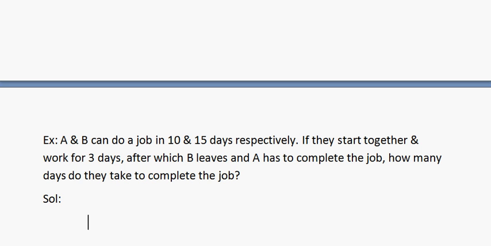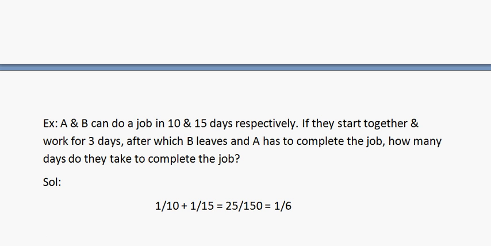So let's do it. Let's try the conventional method and see how difficult the calculations can be in this case. What we have to do is find 1 day work of A and 1 day work of B to find the total 1 day work. It would be 25 by 150, which is equal to 1 by 6. So in 1 day, if they work together, they do 1/6 of the work.